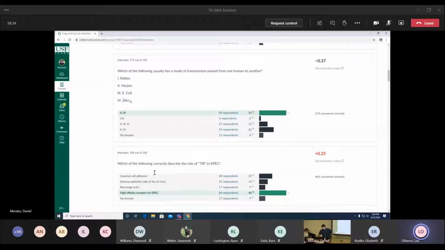Zika is going to be arthropod vector. This is the one that Daniel actually explained in his example from mosquitoes that everyone knows from the Olympics in Brazil, I think. Make sure you know those examples. He has them on his slides.